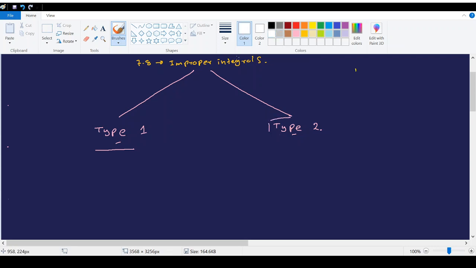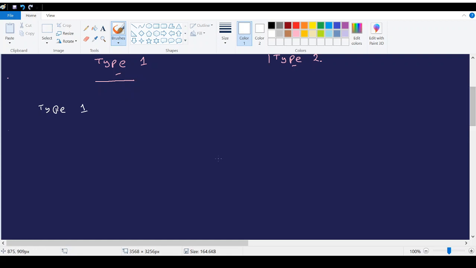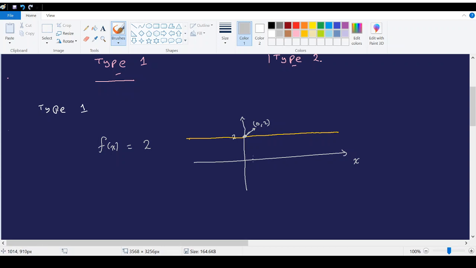Okay. So for type 1, first of all we'll consider a very simple function, which is f(x) equal to 2. This is a constant function. If we draw the graph of this constant function, it will be like this. It's a straight line parallel to the x-axis that goes through the point (0, 2) on the y-axis.